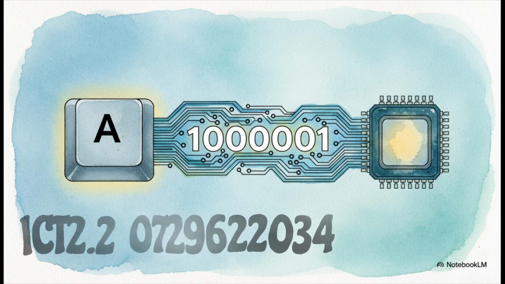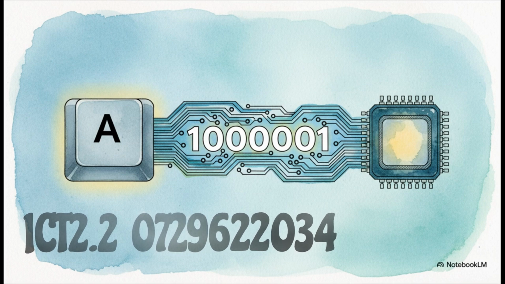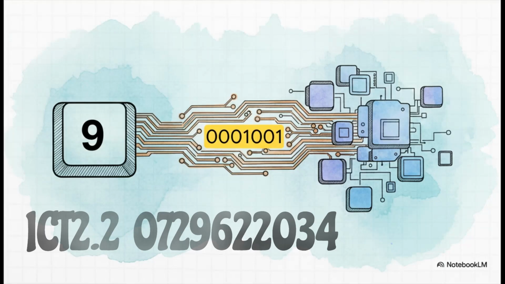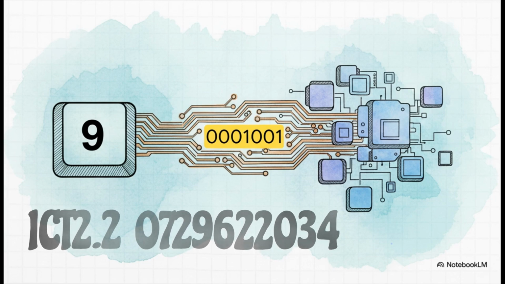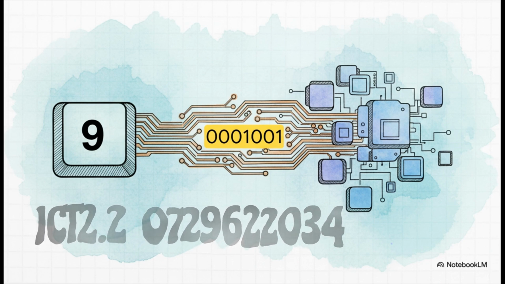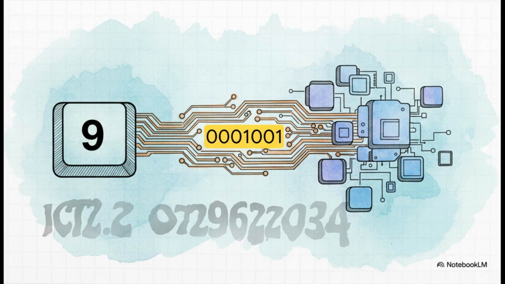So the letter A is just a very specific pattern of on and off switches. Same exact thing here. You see the number 9. Easy. You've known it your whole life. But what does your computer see? Just another binary pattern, 0001001. See, it's all about these agreed-upon codes that translate our world into the only language the machine can possibly understand.